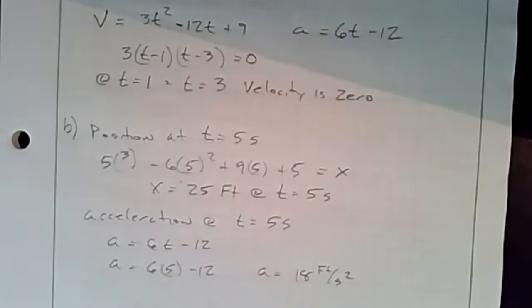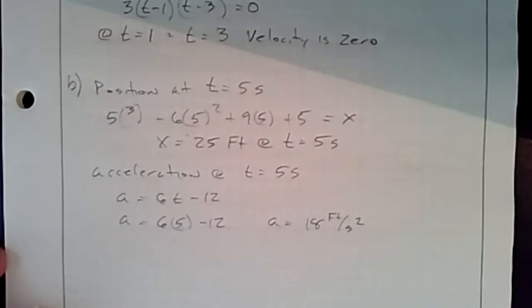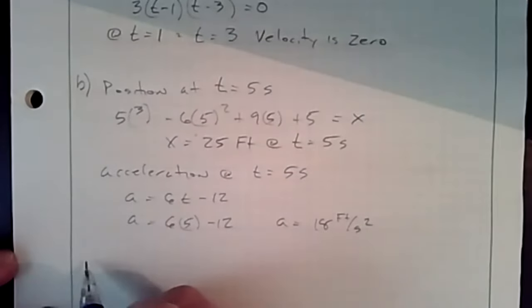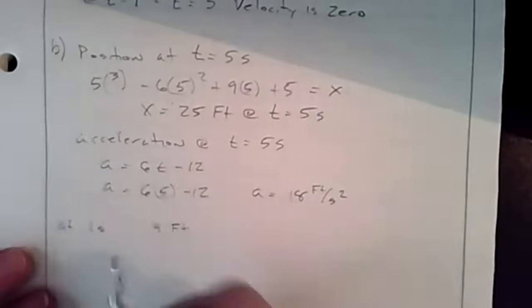And then the last one wants to know what is the total distance traveled. We know that the object has essentially zero velocity at 1 and 3. There are different ways to do it, but because there are so few times, we can just plug in 1, 2, 3, 4 and 5 seconds into our position equation. At 1 second, we get 9 feet, again just plugging in 1.